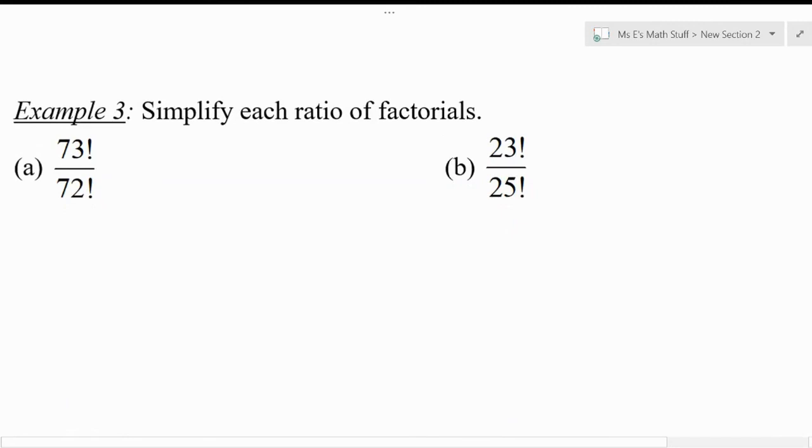All right, the next 2 examples are just practicing to make sure you can get comfortable with little tricks of the trade with factorial. So for example 3, simplify each ratio of factorials. For part A, 73 factorial divided by 72 factorial. And then for part B, 23 factorial divided by 25 factorial. See how it goes.